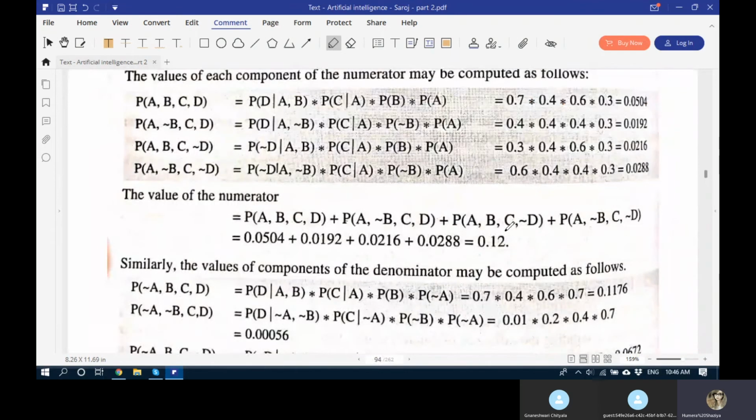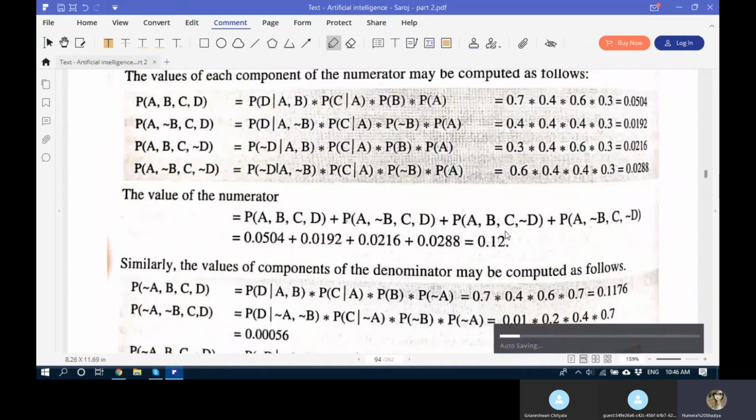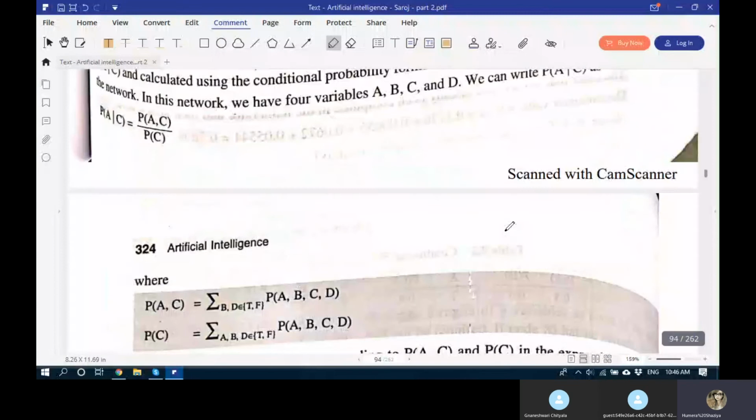So next one is, there is a joint probability distribution graph given.